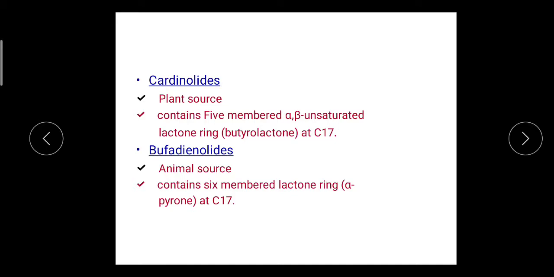Cardenolides are obtained from plant sources, and they contain a 5-membered alpha beta unsaturated lactone ring at the C17 position. We'll see in this structure how the lactone ring is attached to the C17 position. Bufadienolides are obtained from animal sources, and they contain a 6-membered lactone ring, which is also attached to the C17 position of the glycoside.